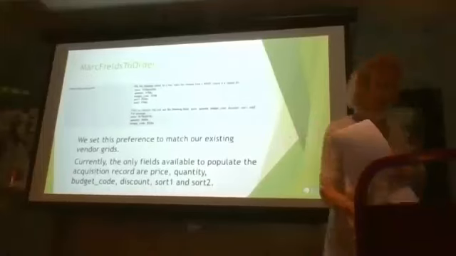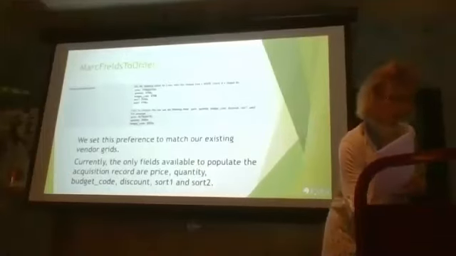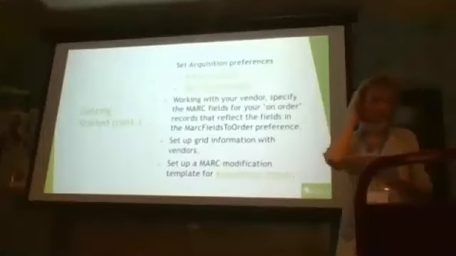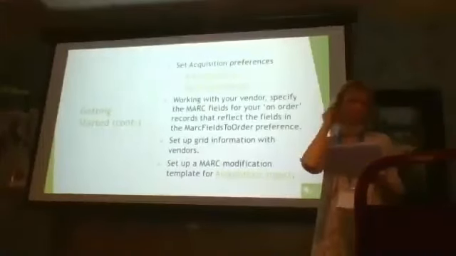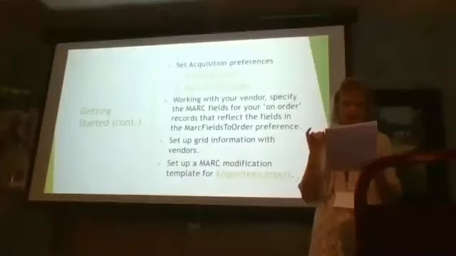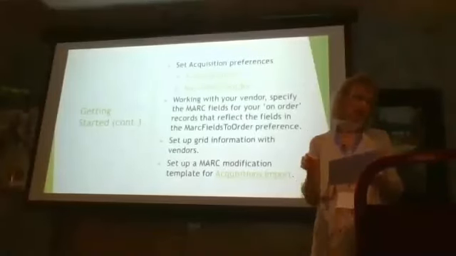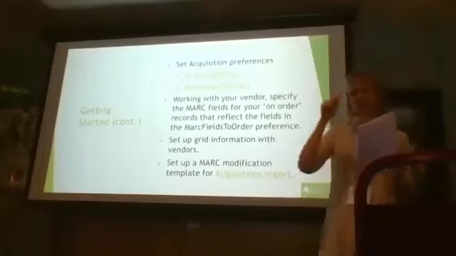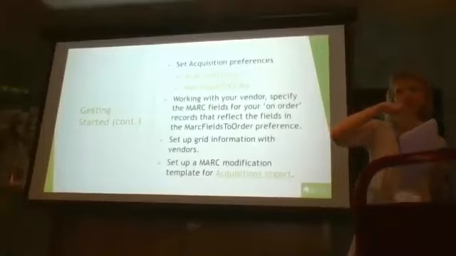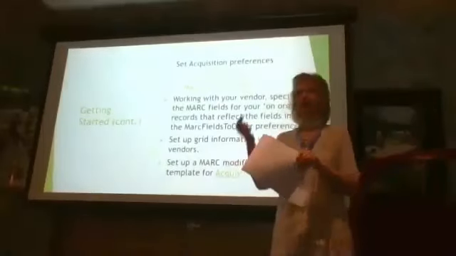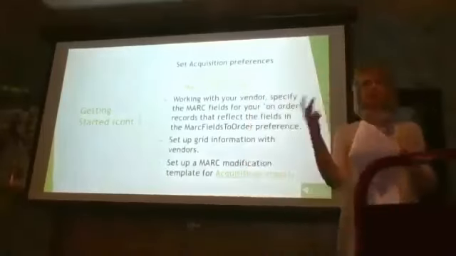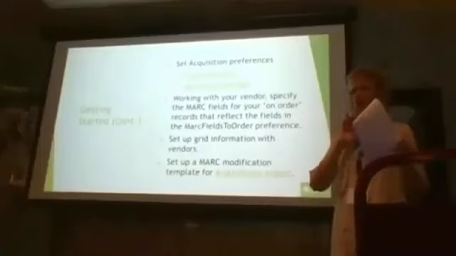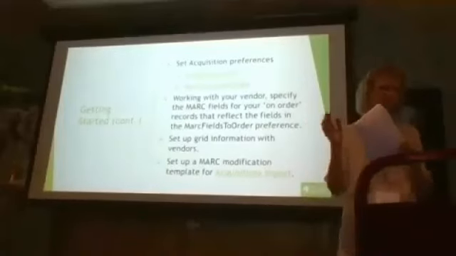Okay, then you need to work with your vendor to specify the mark fields in your 2 order records. So you set them up in the preferences in Koha, but then you've got to tell the vendor, this is where we want these specific things to go. So there's lots of back and forth with your vendor, talking to them, setting up things, testing things, that kind of thing.